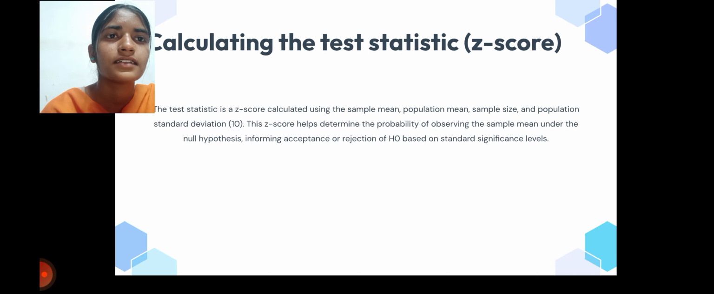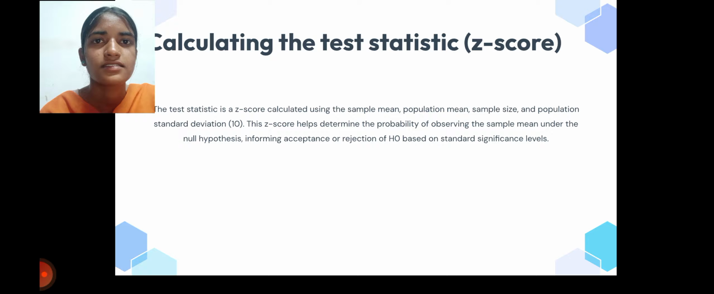Calculating the test statistic, the Z-score. The test statistic is a Z-score calculated using the sample mean, population mean, sample size and population standard deviation of 10. This Z-score helps determine the probability of observing the sample mean under the null hypothesis, informing acceptance or rejection of H0 based on standard significance levels.